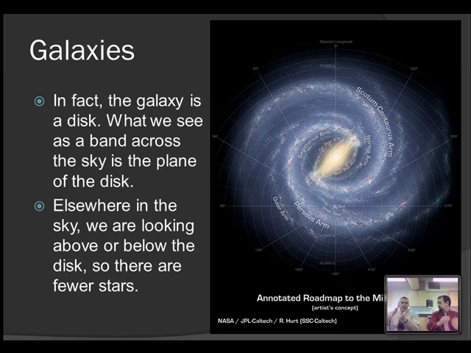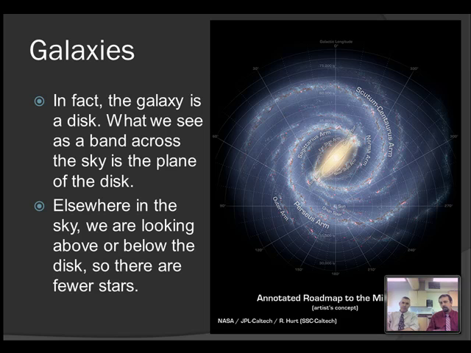It's like you're inside a pancake, looking towards the edge. If the pancake is sitting flat on the table and you look side to side, you see lots and lots of pancake. If you look up and down, you don't, because the pancake is very thin, so you can see out of it. So the Milky Way part that we see in the sky is us looking in the plane of that disk.